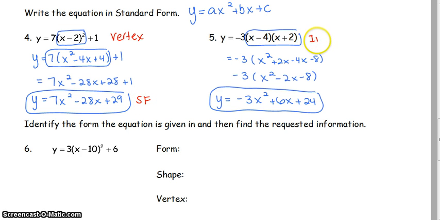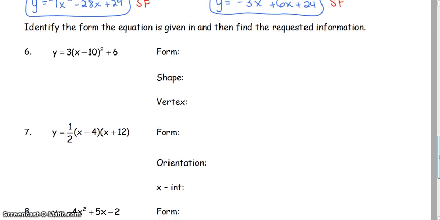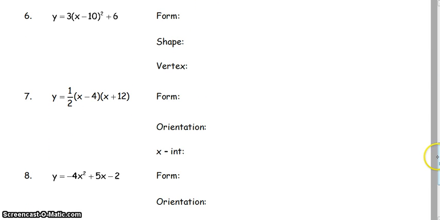And actually, that's the next thing that we are going to do. What I want you to do, kind of a test or quiz for today, is 6, 7, and 8. I'm giving you several different equations in several different forms, and what I want you to do is tell me what form it is and then tell me the information that I'm requesting from you. So press pause and go ahead and see if you can fill this out.